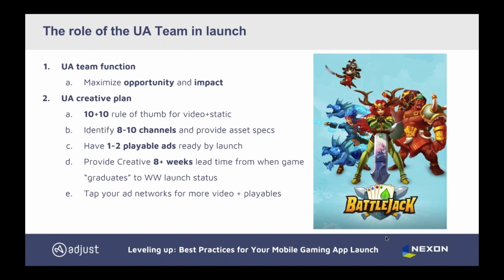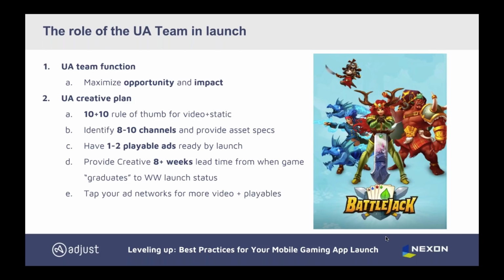As far as the lead time for the worldwide creative package, I recommend extending it a little bit. So you want to give your team at least 8 weeks from when you know the game's graduated to a worldwide launch. The reason we like to give a little more time here is you should be going a little more wild with your concepts.